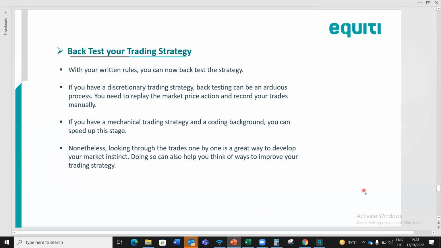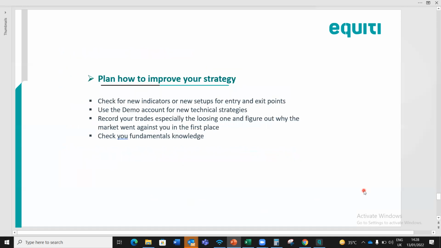All right. So backtest it. Know how many times it gave you a win. Know how many times you got hit on your stop loss. Plan to improve your strategy, and this is going to be the last. Plan to improve your strategy. Check for new indicators or new setups for entry and exit points. Use the demo account for new technical strategies.